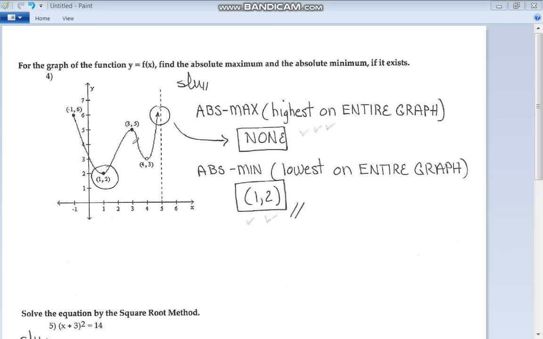This is an interesting graph. It has a point at negative 1, 6. It goes down, it goes up, it goes down. Open circle at 4, 3. And then it's asymptotic at the vertical line, x equals 5.